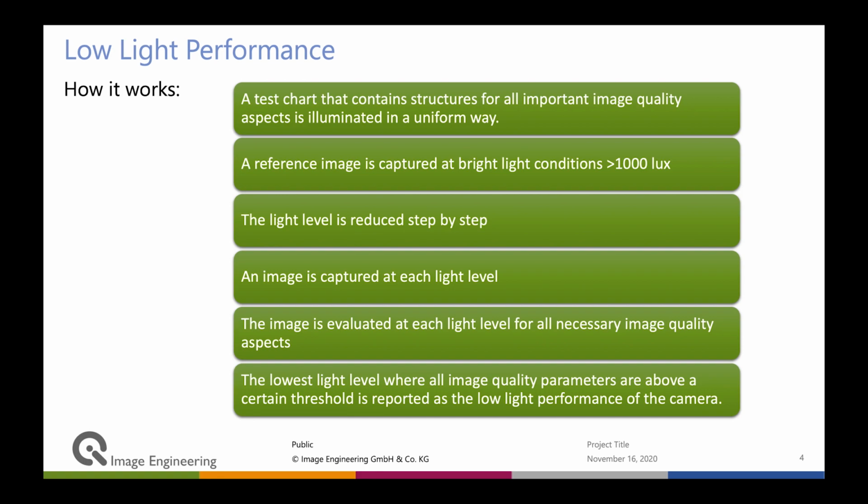Then you capture a reference image at a bright light condition, more than 1,000 lux, to get a reference point. And then step by step you reduce the amount of light. At each light level you capture an image, and these images are then analyzed for the key performance indicators. At the end you report as low light performance the lux level at which all aspects were still above a certain threshold. So it can happen that for one device the noise is the limiting factor, and on another device things like texture loss or exposure are the limiting factor.